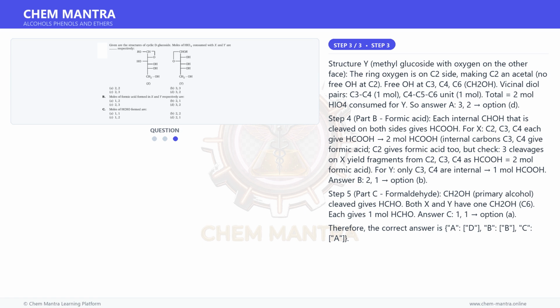For Y, only C3, C4 are internal, 1 mole HCOOH. Answer B, 2, 1, option B.